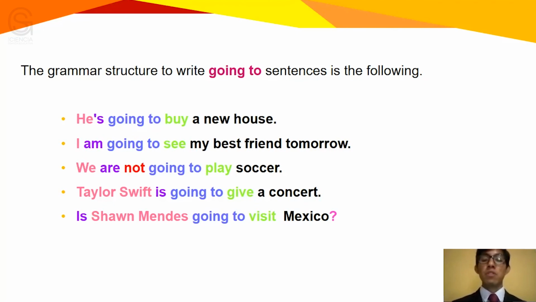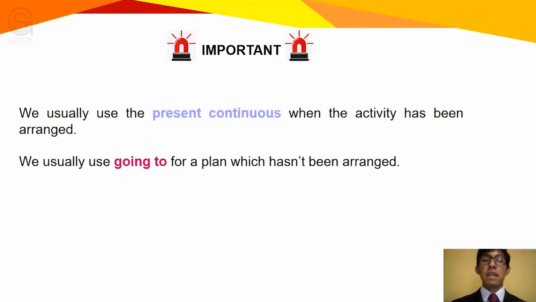If we want to write an interrogative sentence or a question, we have to start by writing the auxiliary be, which is, or are, then the subject, then going to, then the verb in the base form, and the rest of the sentence. Don't forget to write the question mark or it won't be a question. It's very important to keep in mind that we usually use the present continuous when the activity has been arranged, and we usually use going to for a plan which hasn't been arranged.